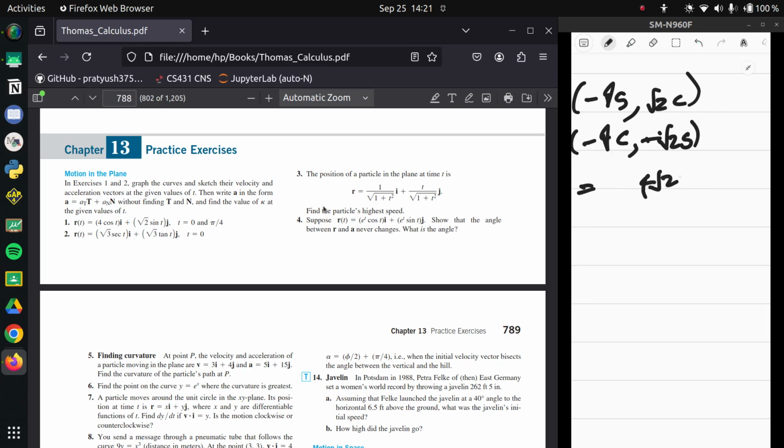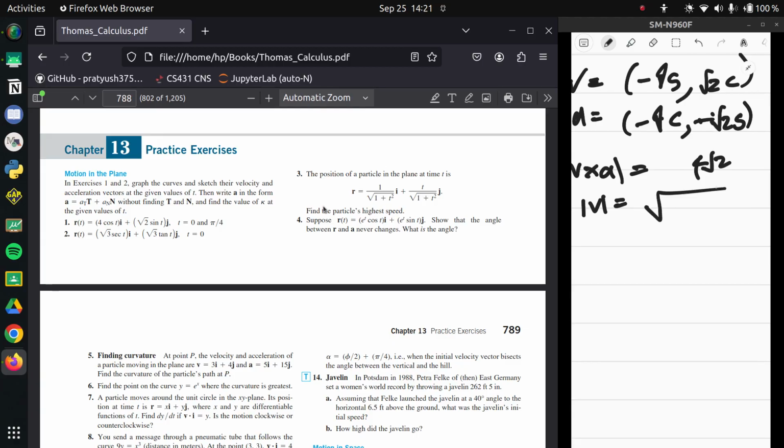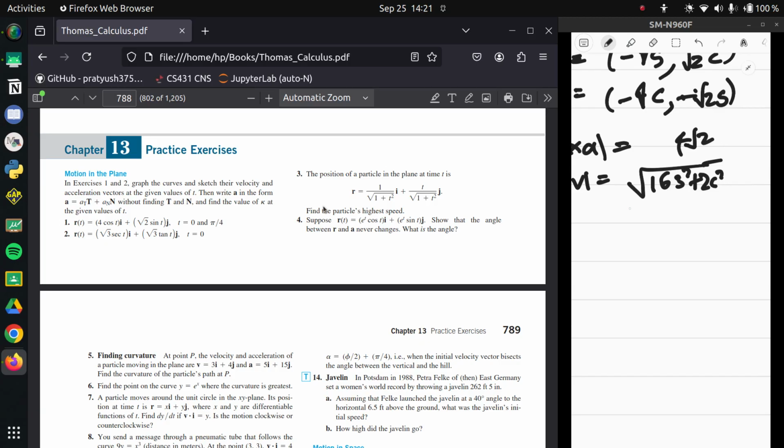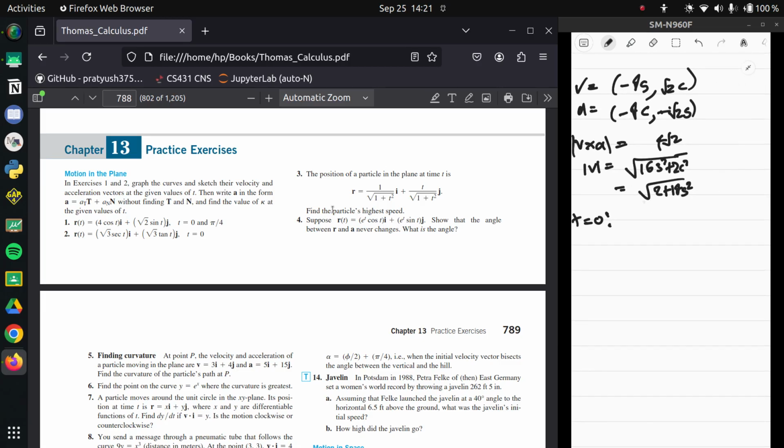This is 4 square root of 2, and then the magnitude of velocity, that's just going to be square root of, ooh, that's some problematic, 16 sine square plus 2 cosine square, huh? That's just equal to square root of 2 plus 14 sine square or something like that. Okay, so we want this at t equal to 0 and at pi by 4. So at t equal to 0, the magnitude of velocity is just square root of 2, and the magnitude of v cross a is just 4 square root of 2.